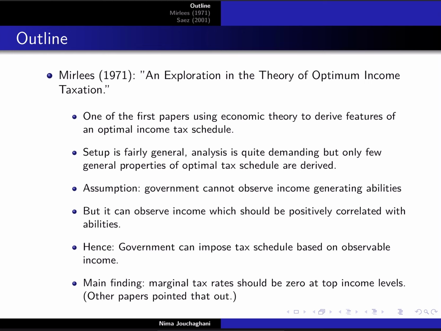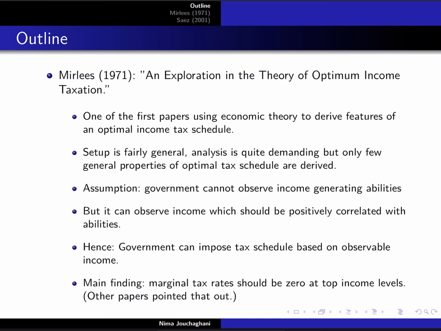The main finding of the paper, if you want to summarize everything, so I mean, there are other findings, but the main key takeaway from the paper is, and that's a surprising thing, that the marginal tax rates should be zero at top income levels. So for people who are at the upper boundary of the income distribution, the paper is saying that the marginal tax rate here should be 0.